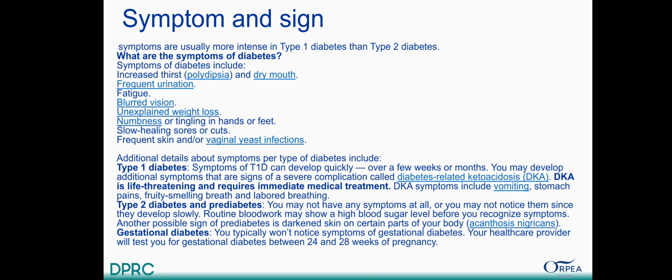Another possible sign of pre-diabetes is darkness of skin in certain areas, which we call acanthosis nigricans. Gestational diabetes is also noticed by the healthcare provider during a regular checkup between 24 and 28 weeks of pregnancy.